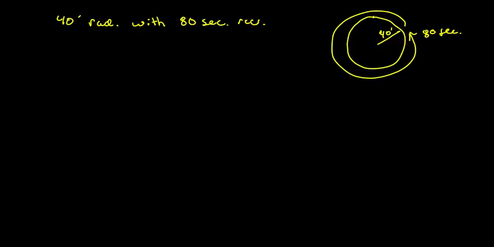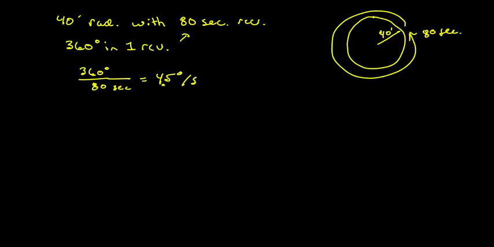Well, we know that there are 360 degrees in one revolution. We also know that it takes 80 seconds for that revolution to occur. So if we take 360 degrees and divide it by 80, that will give me the degrees per second. So we'll take 360, divide it by 80, and we'll get 4.5. So 4.5 degrees per second are traveled. Okay.